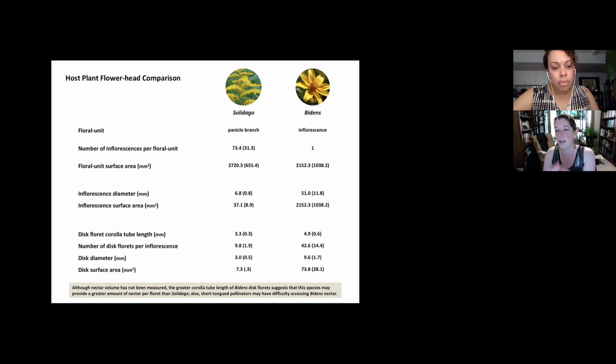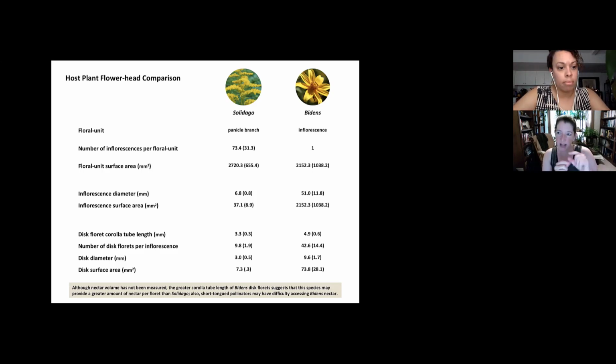In the UV, that central disc and the proximal portion of the ray florets right around the disc absorbs UV, and the distal ends of the ray florets reflect. So you get a very strongly contrasting UV signal. It's much more obvious in bidens because bidens is so much bigger. You can see the comparison of inflorescence sizes here.